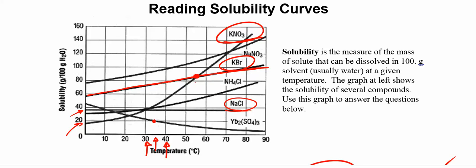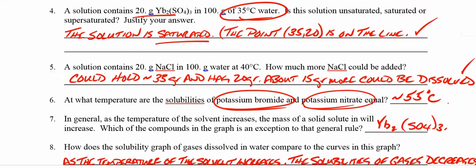So if that's the case, if I look down, the temperature at which they intersect is 55 degrees Celsius, right? So my answer would be then about 55 degrees Celsius is the temperature at which the solubilities are the same.